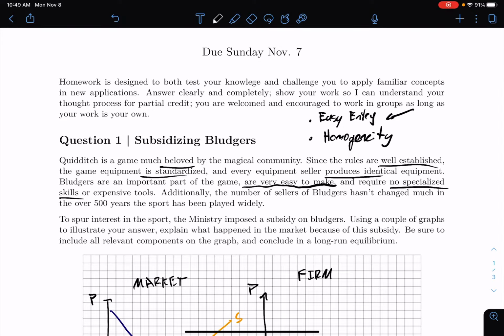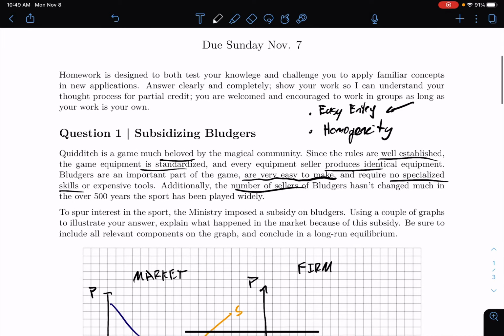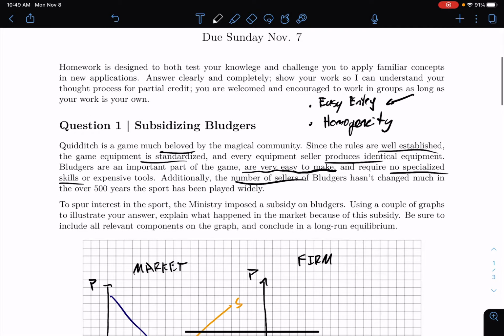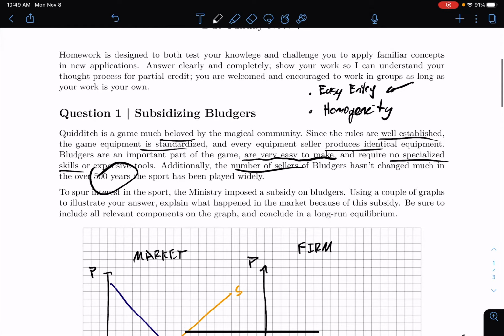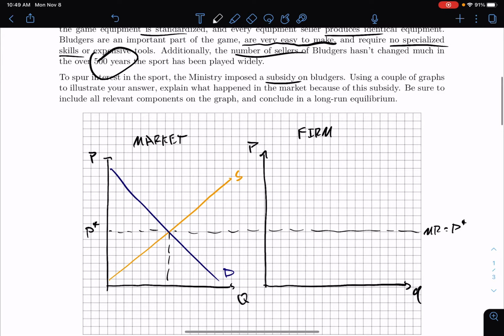And then, the last thing to note here is that the number of sellers of bludgers hadn't changed in quite a long time, so 500 years. Okay, so we'll talk about what happens after the ministry imposes a subsidy on bludgers, which is very similar to what you've seen in Vignette 6.